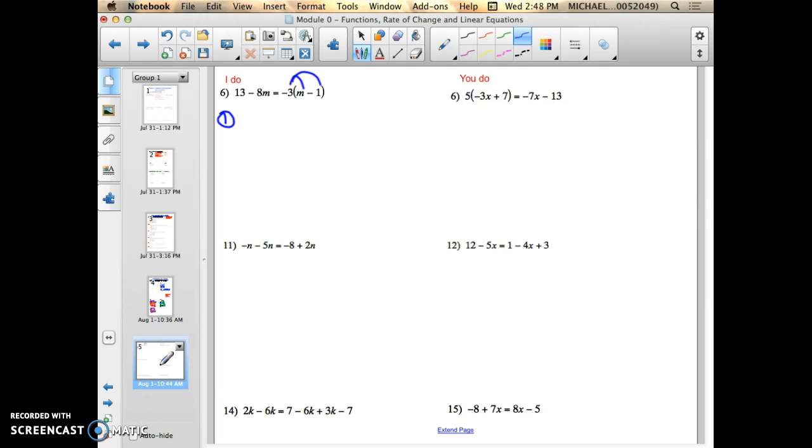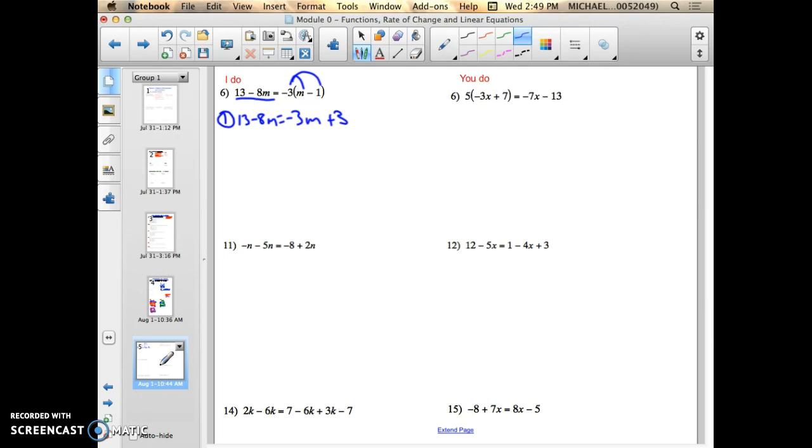Negative 3 times m equals a negative 3m. And then negative 3 times a negative 1. Negative times a negative becomes a positive, so it's a positive 3. So I'll write plus 3. Negative 3 times a negative 1 is a positive 3. And I didn't do anything to this side, so I'm just going to drop it down. 13 minus 8n. At this point, it is the same thing. A couple more steps to solve the thing.